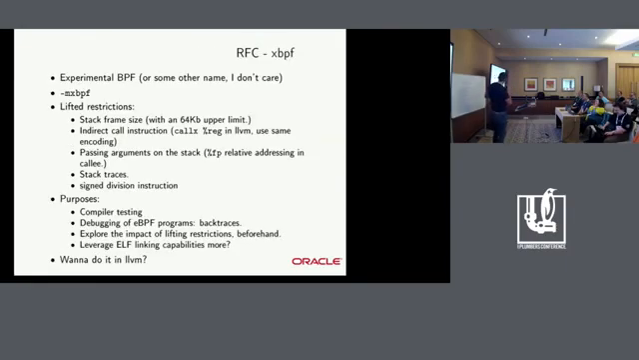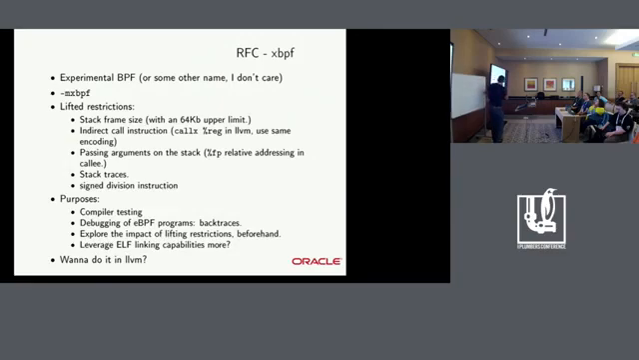Okay, then I want to propose something I'm currently working on. The name is not important. I don't care about the name. I need a less restrictive version of BPF so I can test my compiler properly. I thought about calling it XBPF or experimental BPF, but again, the name is not important. I am open to any name.